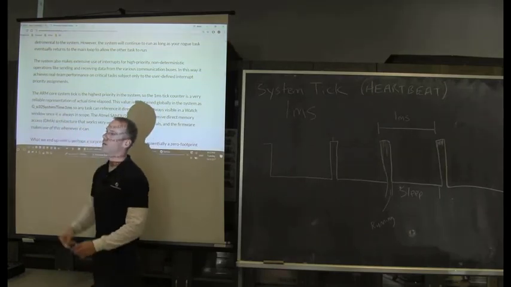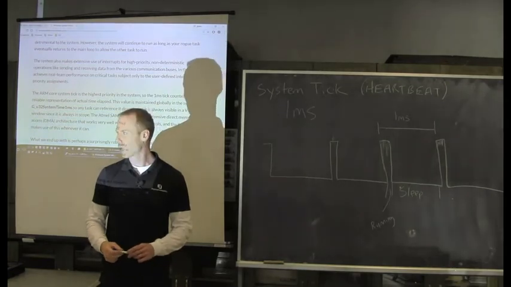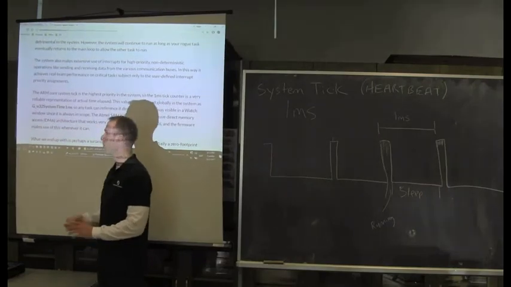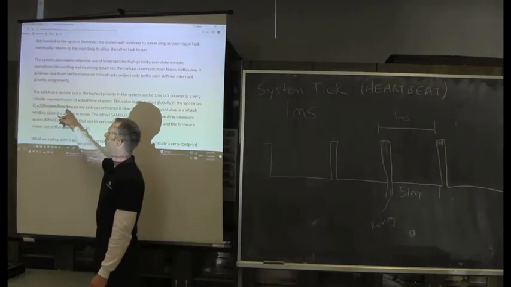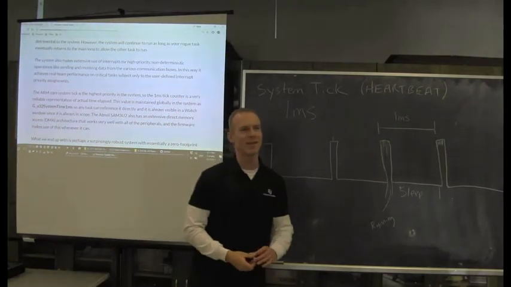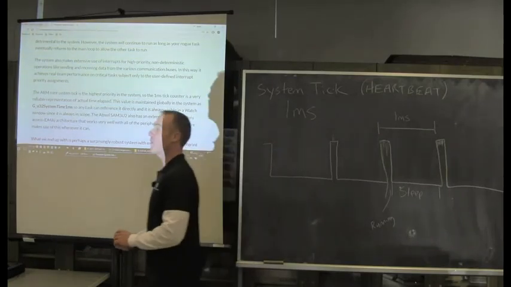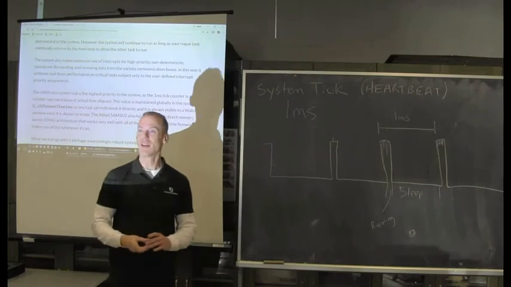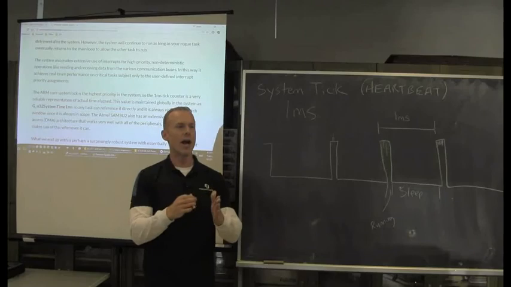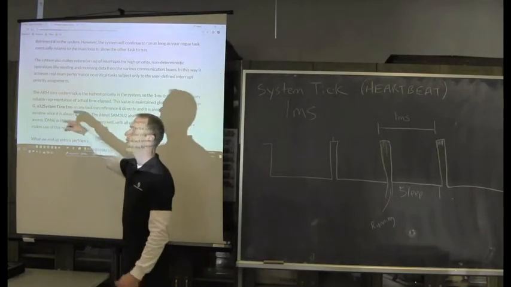How big is a 32-bit number? It is 4 bytes, so in decimal, how high can you count? 4 billion. So how long in normal time is 4 billion milliseconds? Someone do it quick. I think it's 41 days, if I remember correctly. So this system, when you turn it on, can track 41 days before this timer overflows.